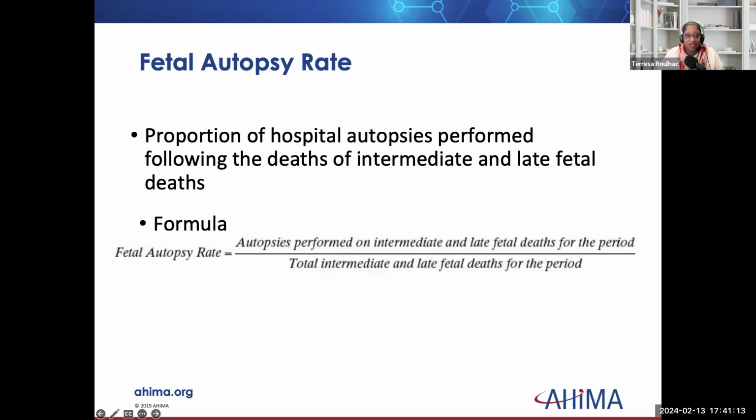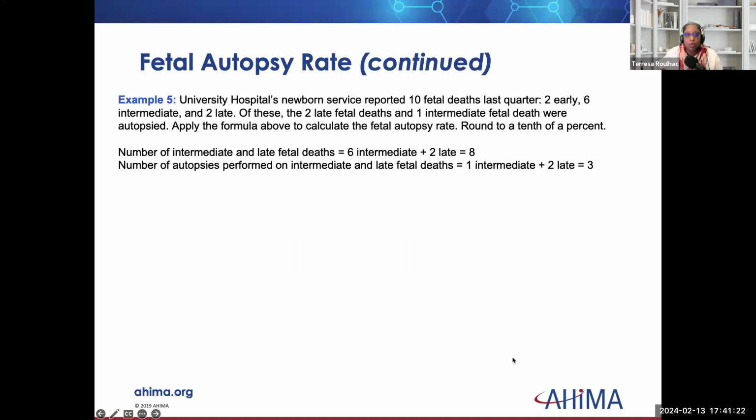Okay, now fetal autopsy rate. Again, we have our formula. And in this case, we're looking at University Hospital's newborn service reported 10 fetal deaths last quarter, 2 early, 6 intermediate, and 2 late. Of these, the 2 late fetal deaths and 1 intermediate fetal death were autopsied. We're looking at the formula. So let's get our formula ready.